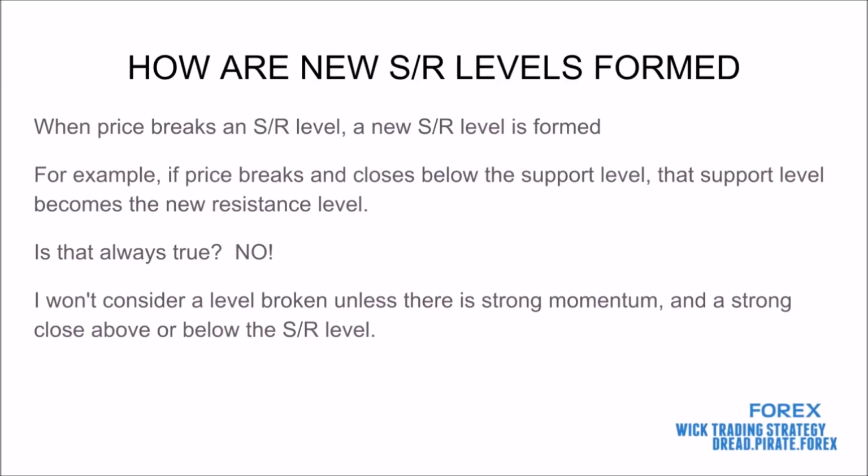So don't get played. I wouldn't consider a level broken unless there's some strong momentum in a certain direction and a strong close above or below the S&R level. So basically, the chart has to have a strong directional bias, and a close above or below a level that I'm watching, for me to consider it broken, and then also to get the retest and the failure to break back into those levels, for me to really consider them broken levels.